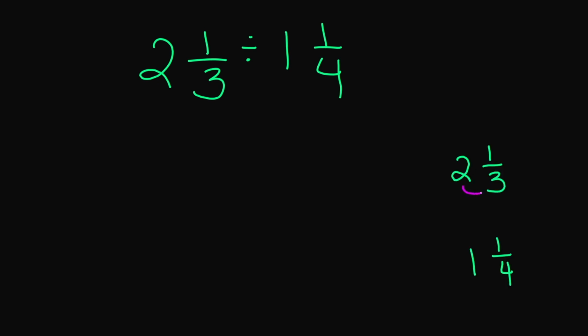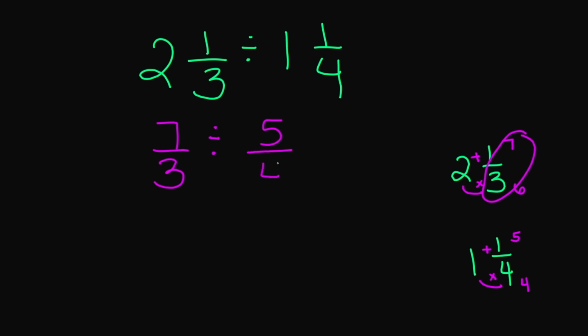So 2 times 3 is going to equal 6, plus 1, this is going to equal 7. So your improper fraction is going to be 7 over 3. So I'm going to write 7 over 3 here, divided by, let's see, 1 times 4, this is going to equal 4, plus 1, this is going to equal 5.